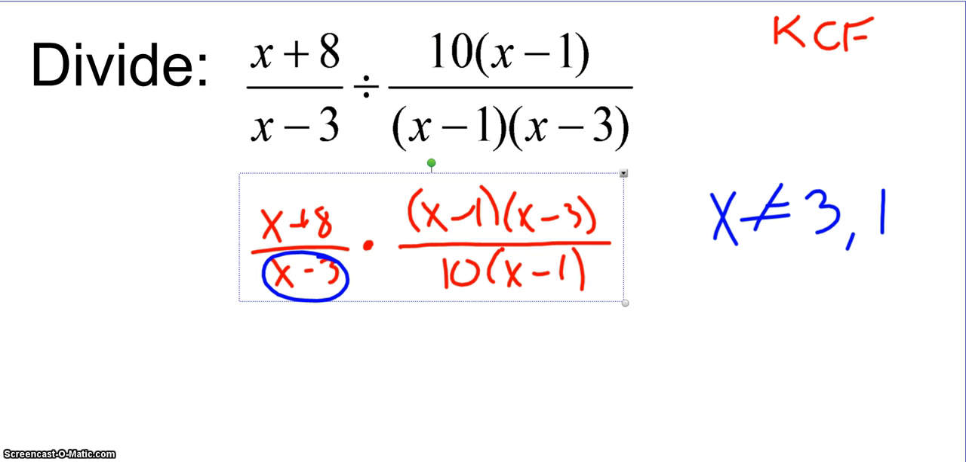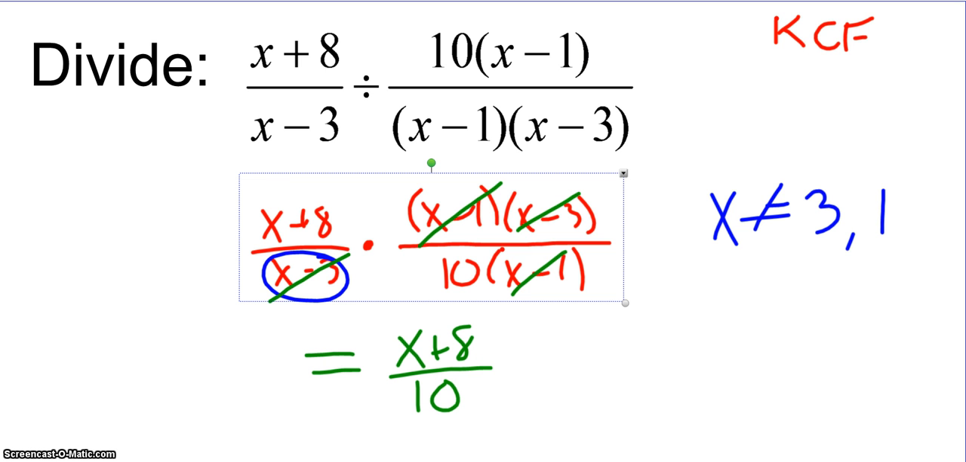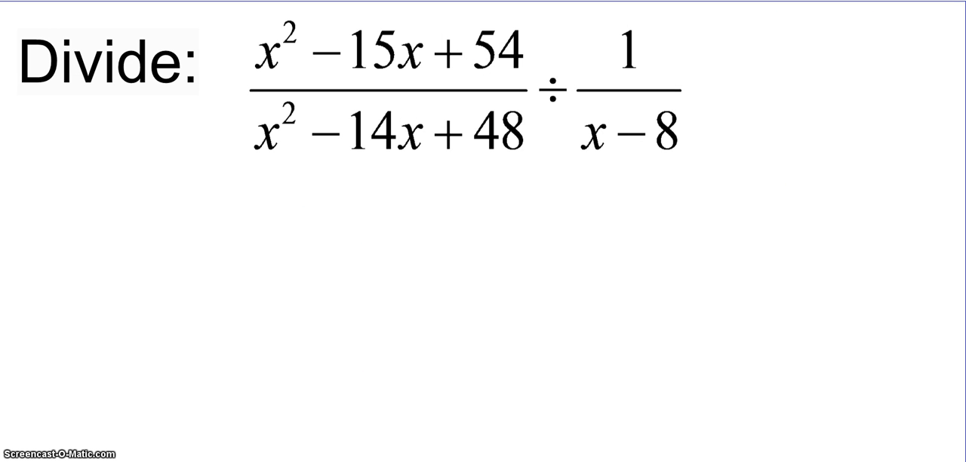Alright, now, cancel things out. X minus 3's, x minus 1, final answer, x plus 8 over 10. And you're done. Alright, next problem.